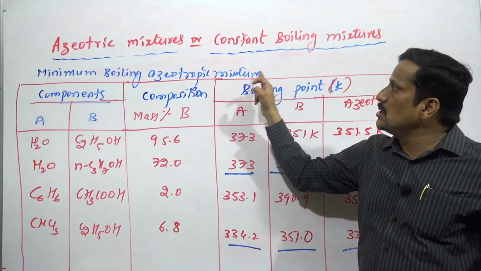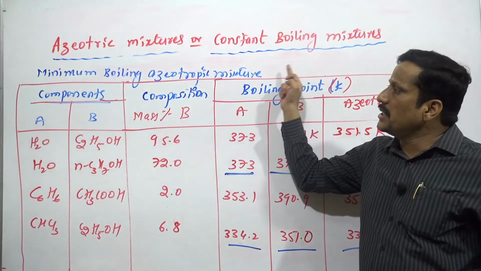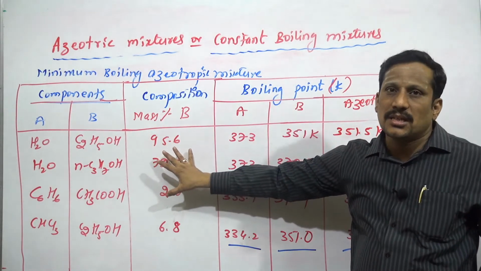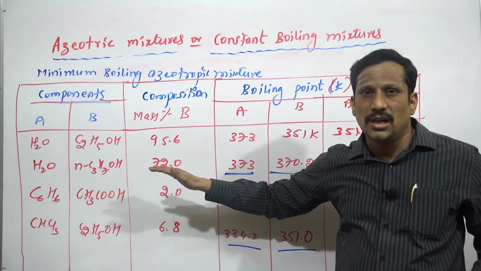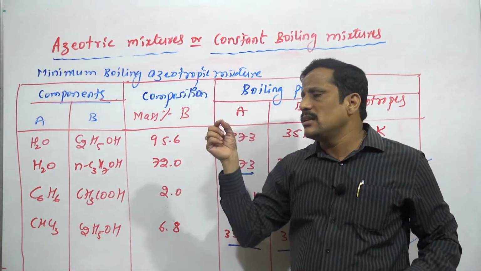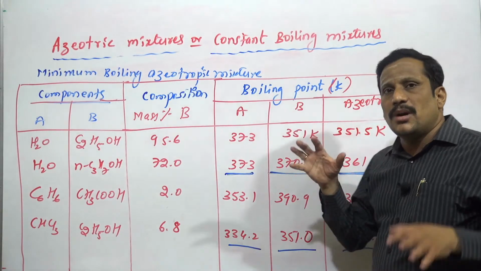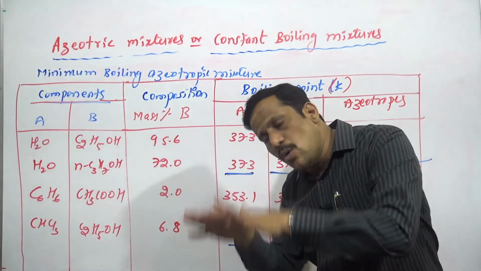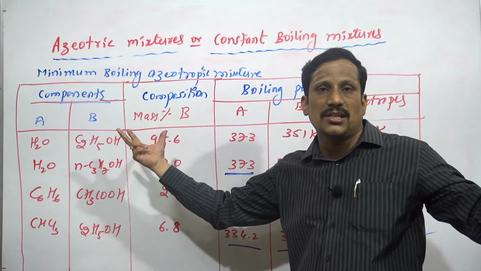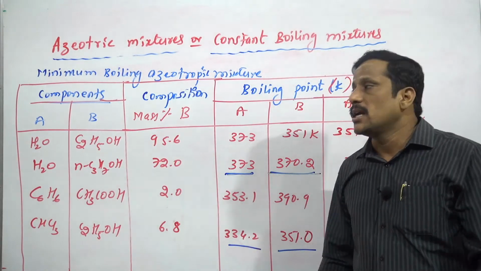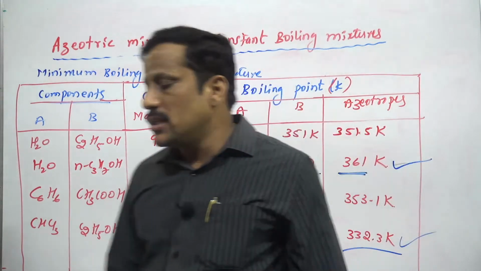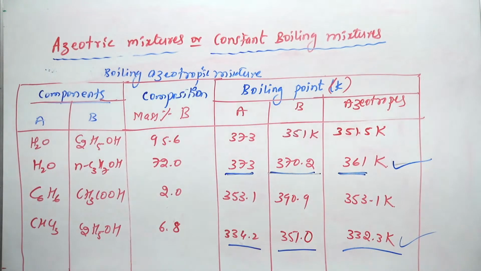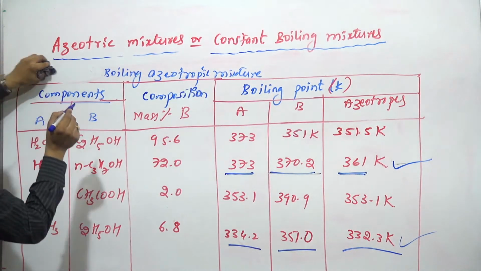Those solutions which show positive deviation from Raoult's law are the examples for minimum boiling azeotropic mixture. They boil at minimum temperature. Practically speaking, a little variation will be there, but theoretically, the solutions should boil at a lower temperature than that of the components. This is minimum boiling azeotropic mixture. Opposite to that, maximum boiling azeotropic mixture.